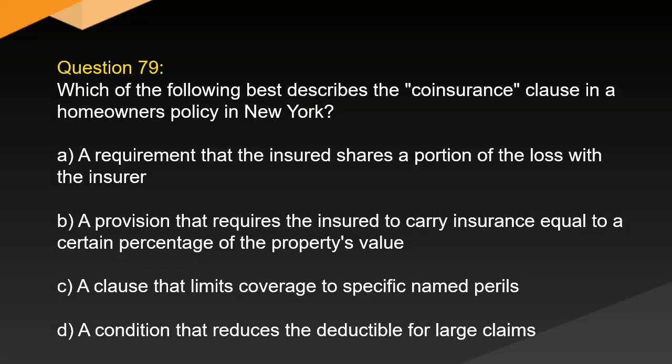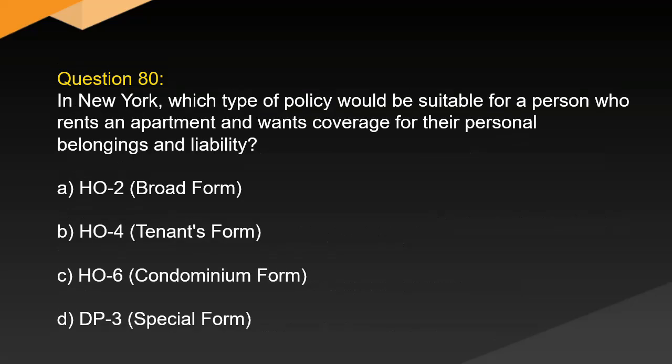Question 79. Which of the following best describes the coinsurance clause in a homeowner's policy in New York? A. A requirement that the insured shares a portion of the loss with the insurer. B. A provision that requires the insured to carry insurance equal to a certain percentage of the property's value. C. A clause that limits coverage to specific named perils. D. A condition that reduces the deductible for large claims.